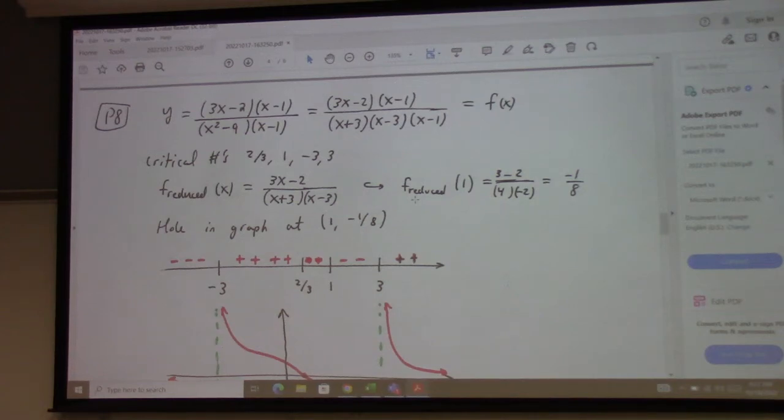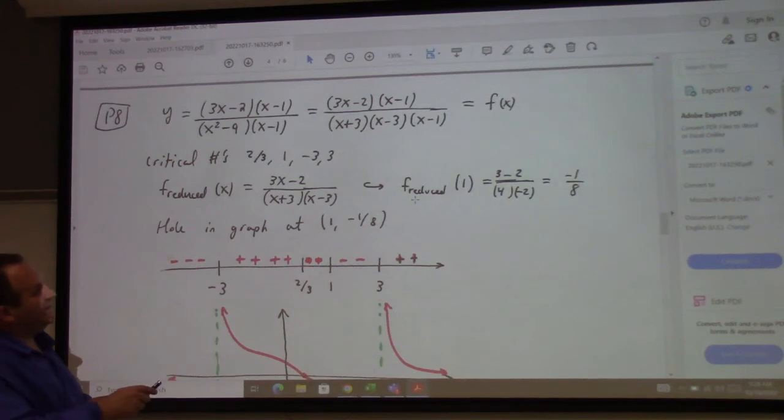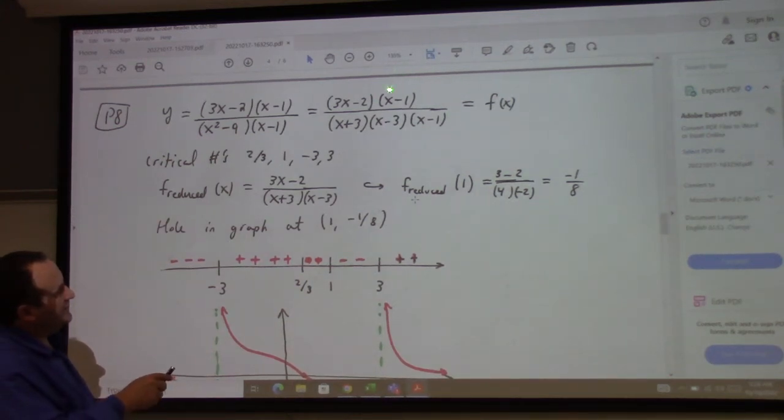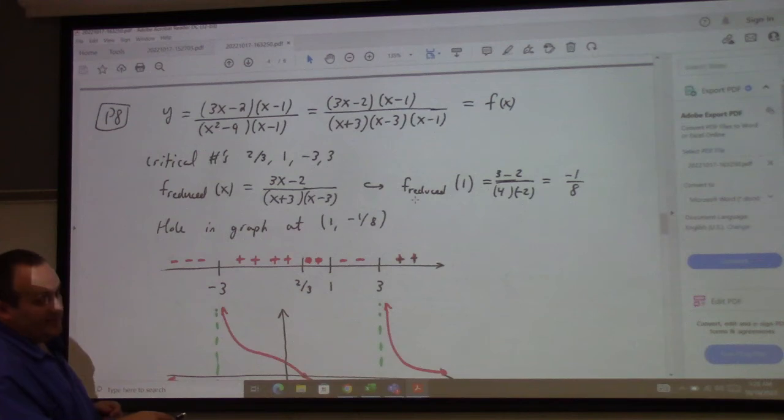Problem 8. Again, a hole in the graph, because we've got this pesky x minus 1 upstairs and downstairs. So what's left when you cancel those out is the reduced function. When you plug 1 into that, you find out that the hole at 1 is actually at -1/8.